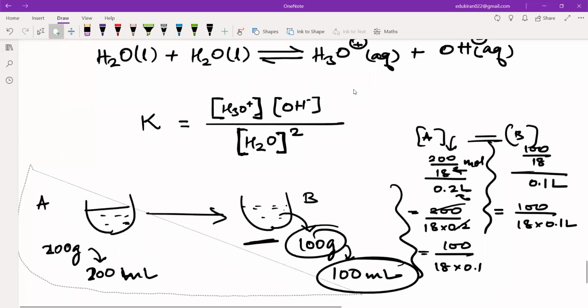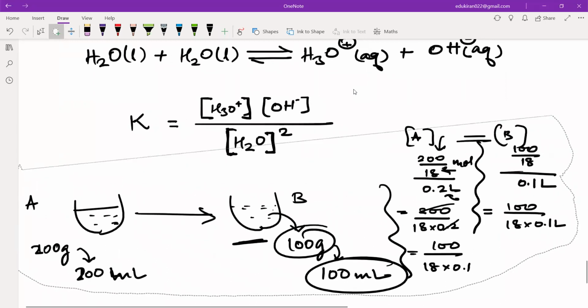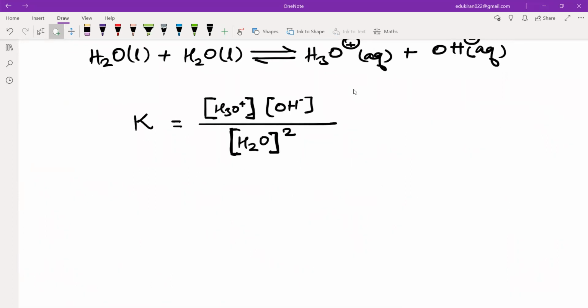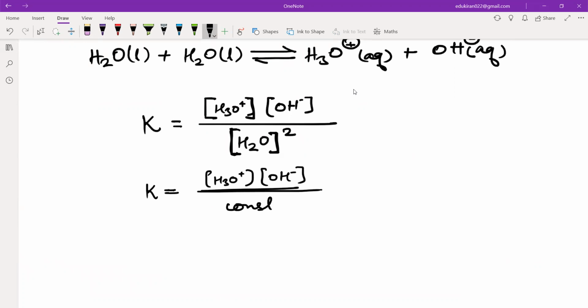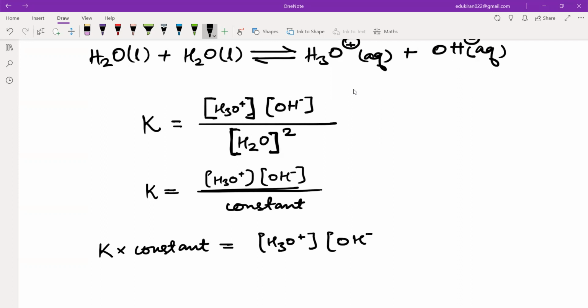So the concentration of pure liquids and pure solids will not change, because when we react, the mass becomes low, but it is also accompanied by the loss of some volume. That is why I can say that the equilibrium constant is equal to the concentration of H3O positive into the concentration of OH negative. I will write this as a constant. K into this constant will be equal to the concentration of H3O positive into the concentration of OH negative.